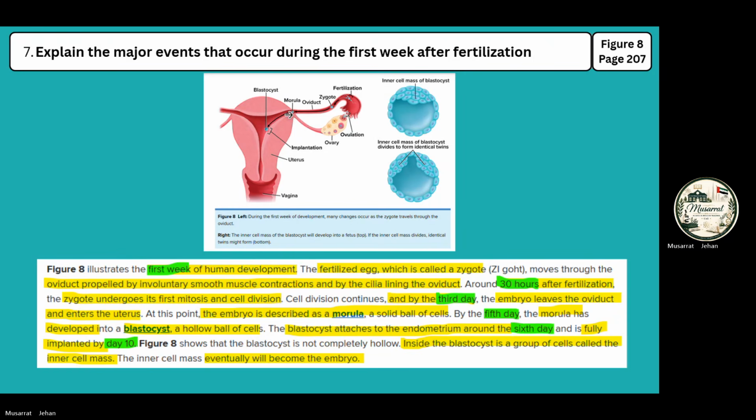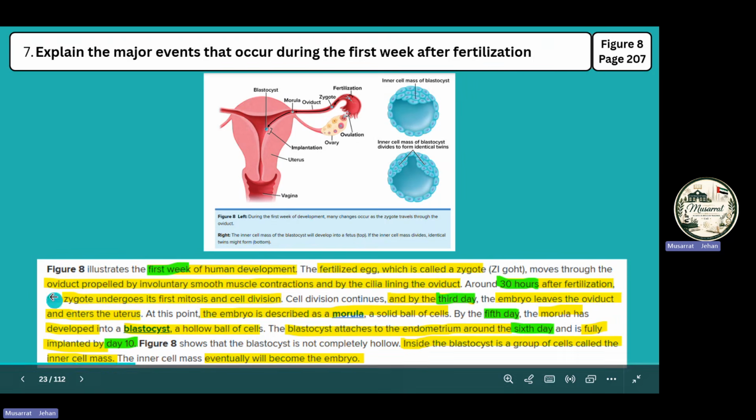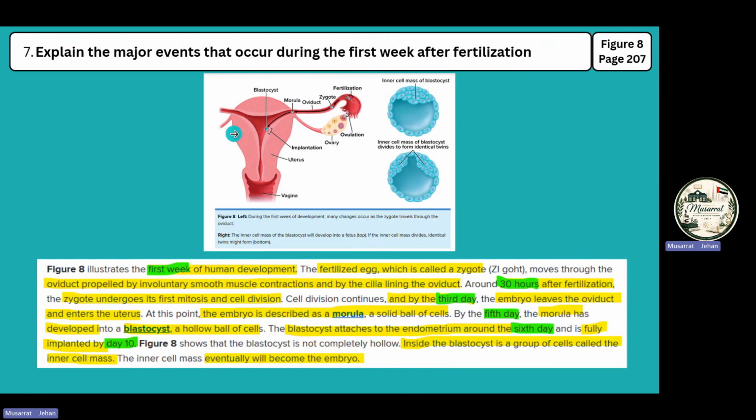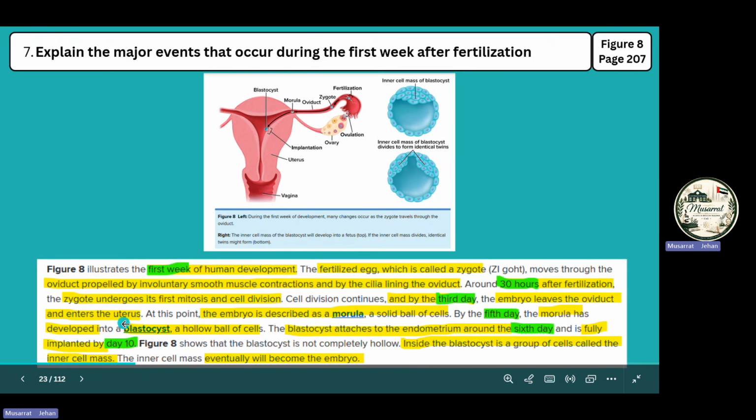Around 30 hours after fertilization, the zygote undergoes its first division, which is mitosis. It continues, and by the third day, the embryo leaves the oviduct and enters the uterus. So by the third day, it comes here. By the third day, it is going to enter the uterus. The embryo is described as a morula at this time because it's a ball of cells.